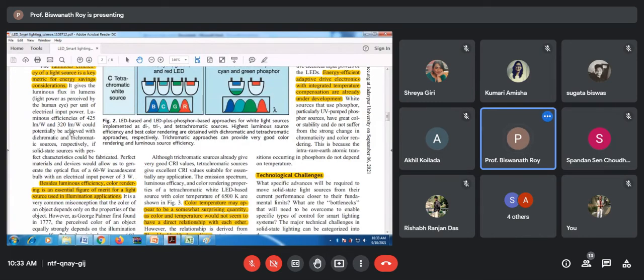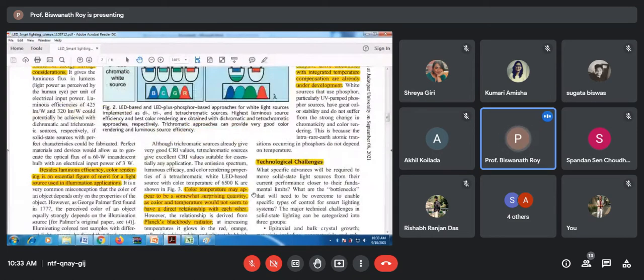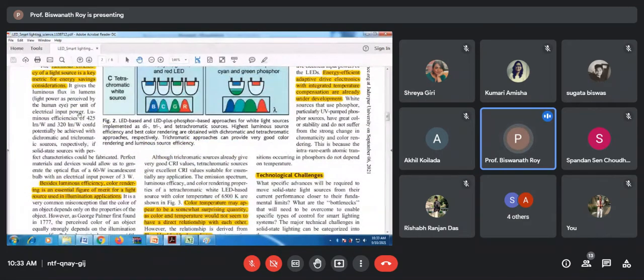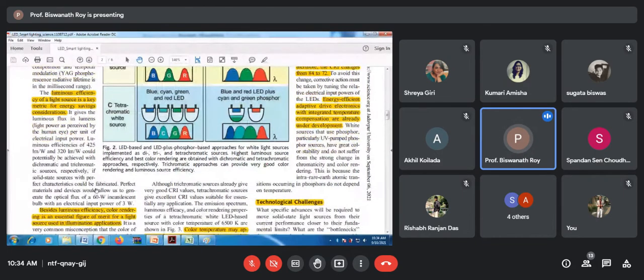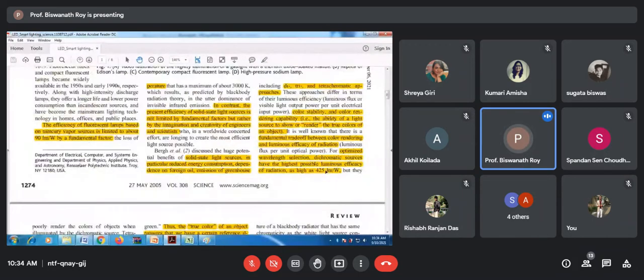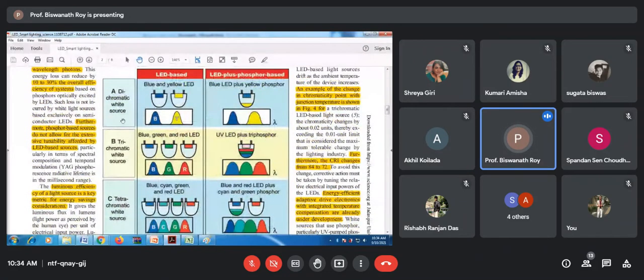Perfect materials and devices would allow us to generate the optical flux of a 60-watt incandescent bulb with an electrical input of 3 watts. Okay, so look at this part, this is the report written in 2005, but now it is more, but these values are laboratory values, laboratory tested values. These are not achievable in practice, in commercial application, right?